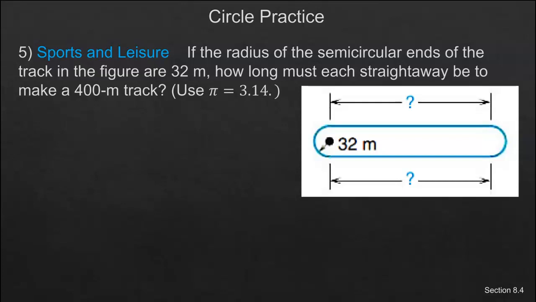Hi, we are on the second video for section 8.4. On this one, it is sports and leisure. If the radius of the semicircular ends of the track in the figure are 32 meters, how long must each straightaway be to make a 400-meter track?